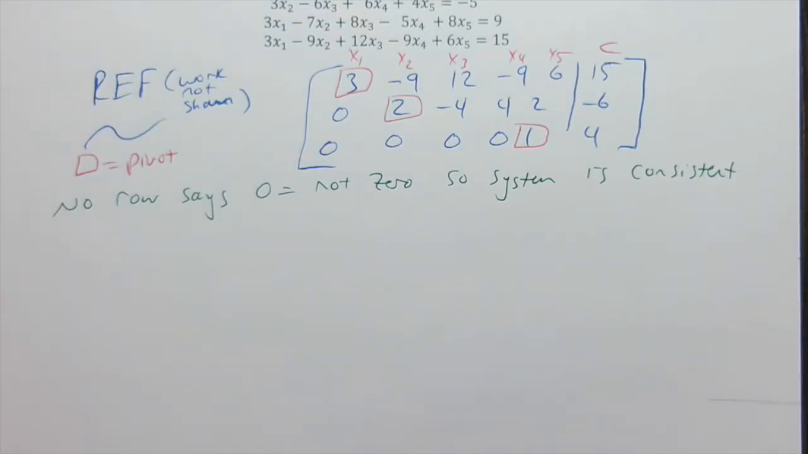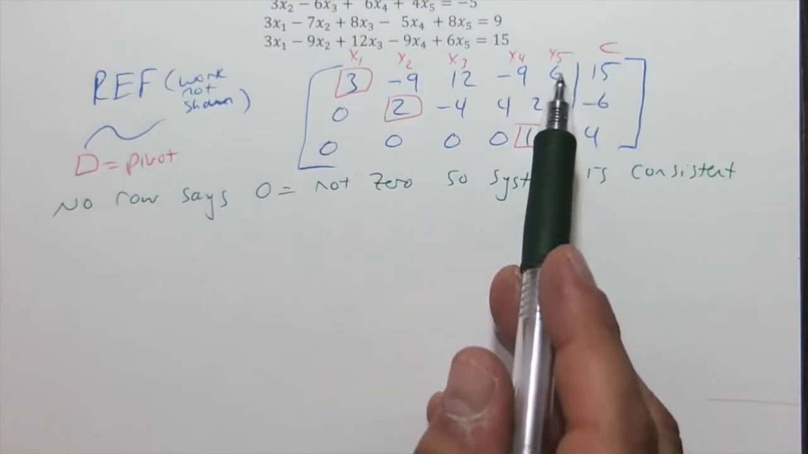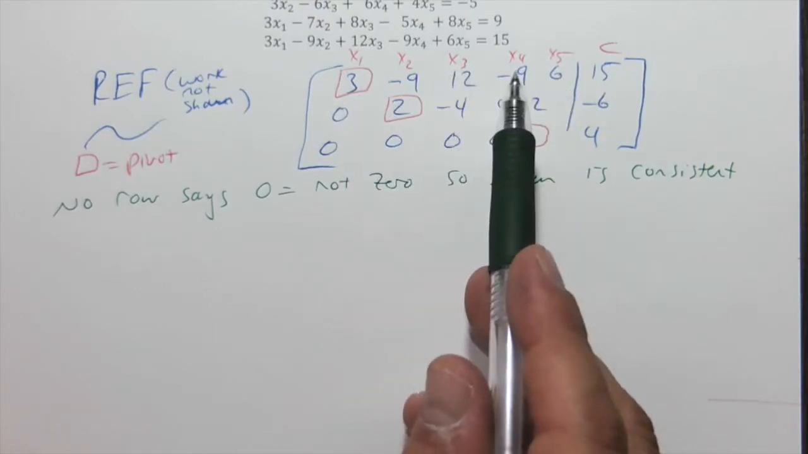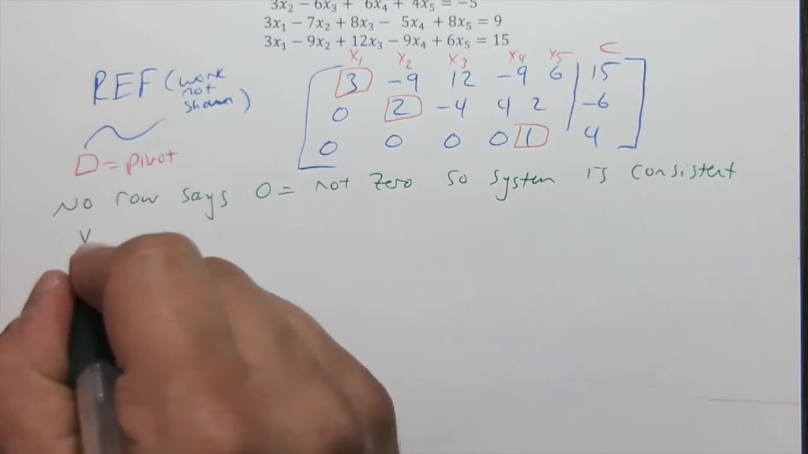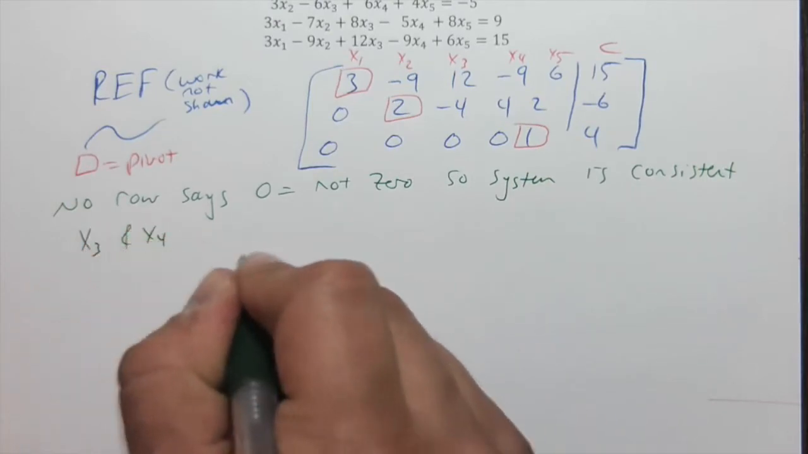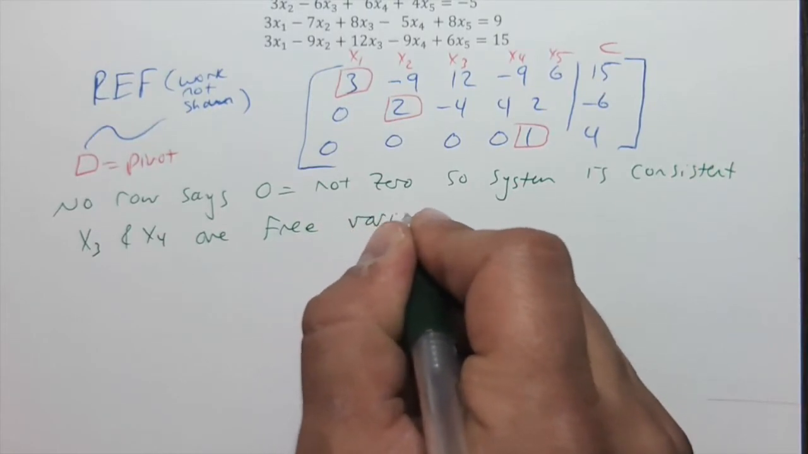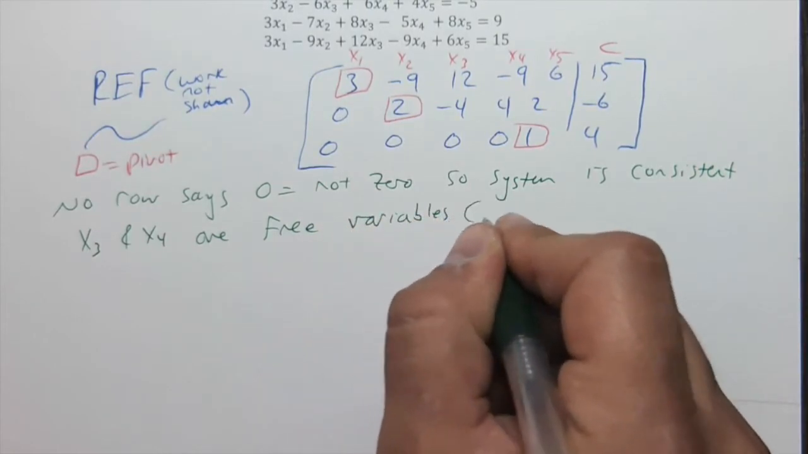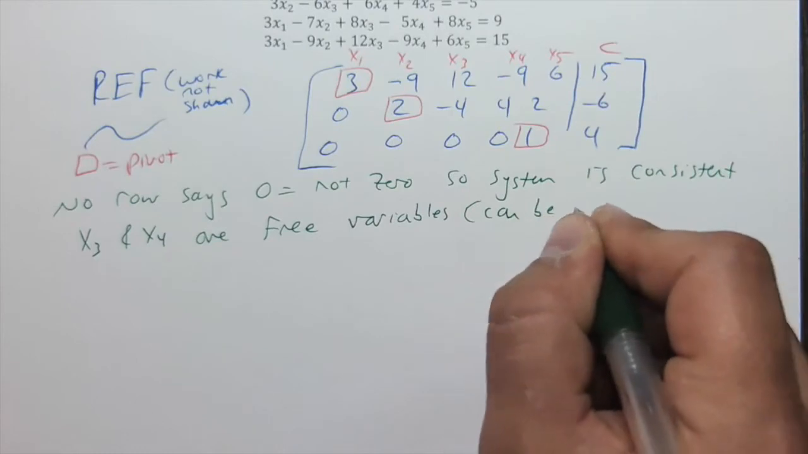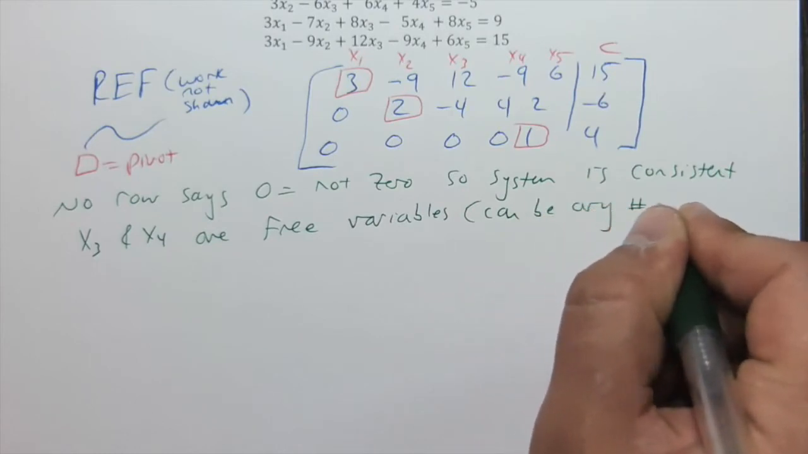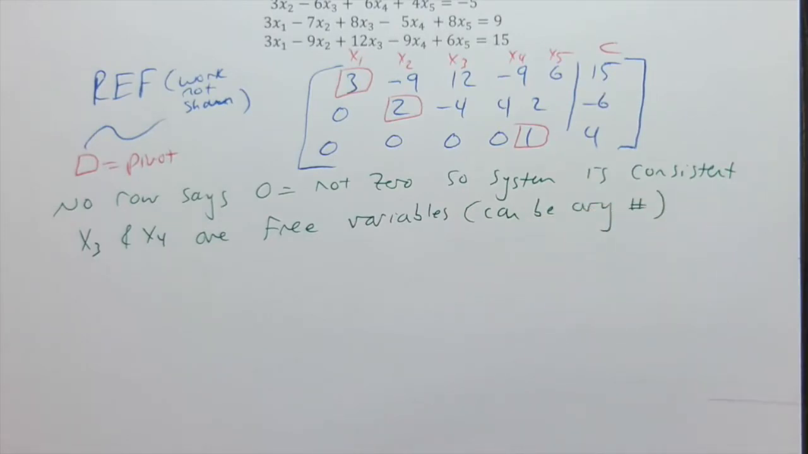We see that the pivot columns are 1, 2, and 5, and so that means x3 and x4 are free variables. In other words, they can be any number. We're not going to write the solution down to the system necessarily because there's a lot of variables, and that's not really the point here.